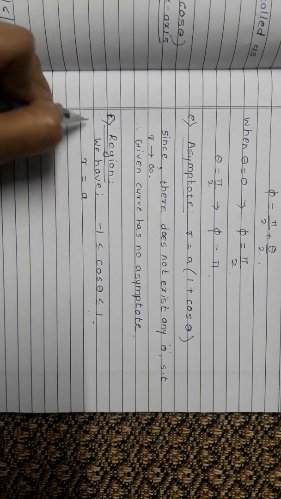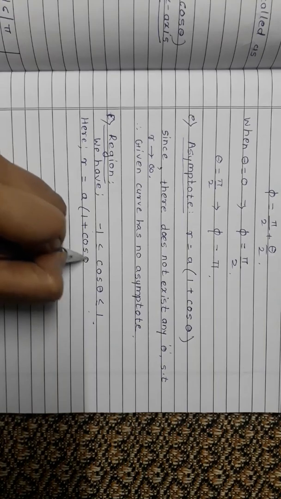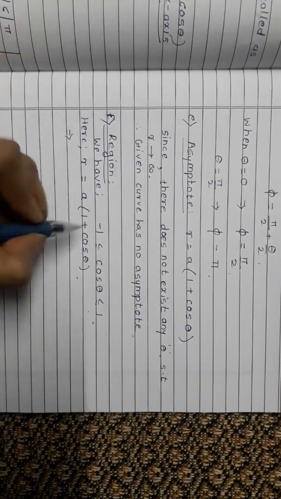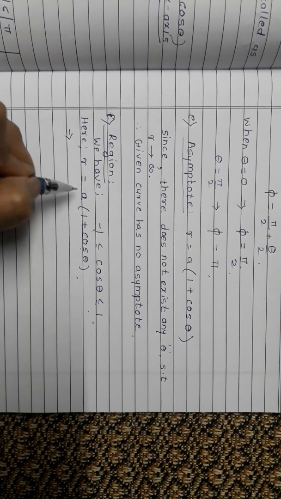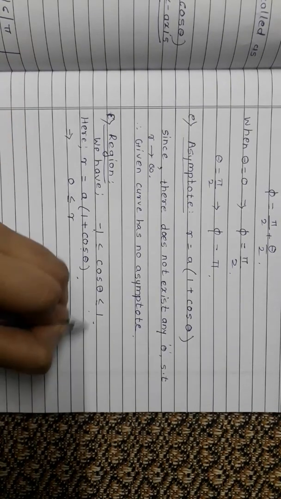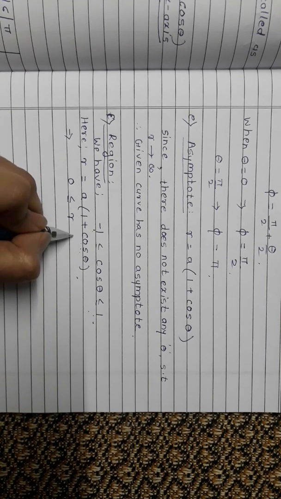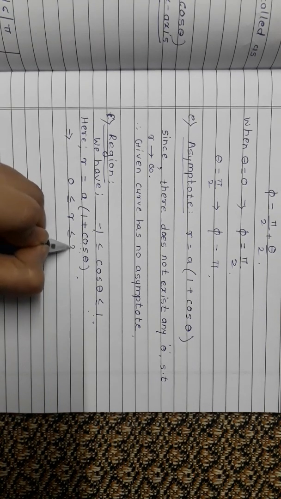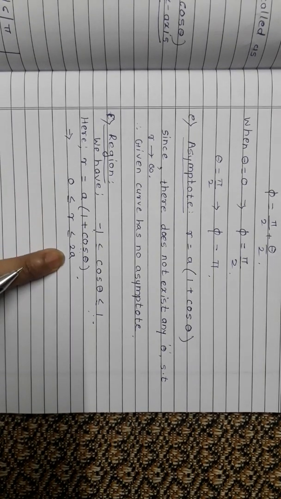What is r? r is a into 1 plus cos theta, right? So when you substitute cos theta is equal to minus 1, this becomes 0, so the lower value must be 0. And when you substitute cos theta is equal to 1 here, this is 1 plus 1, that is 2, so 2 times a, so the upper value must be 2a. So the minimum value is 0 and the maximum value is 2a. So the range for the given curve is in between 0 to 2a.